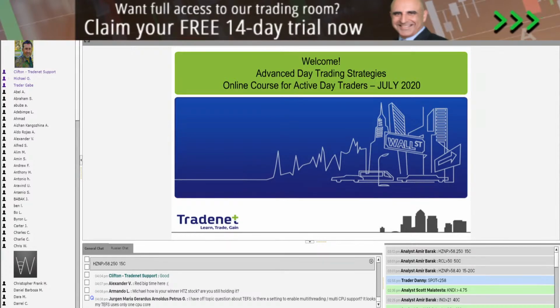Hertz is no longer a winner. Hertz is a big loser, but I'm still holding on until zero, until it goes to zero, it gets delisted.